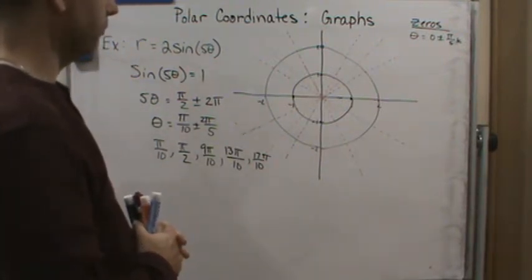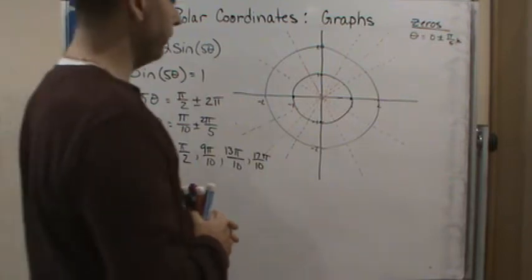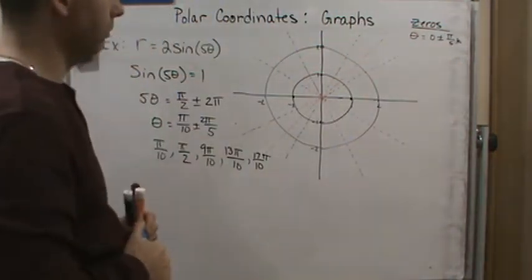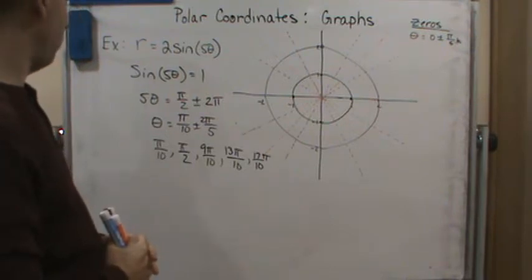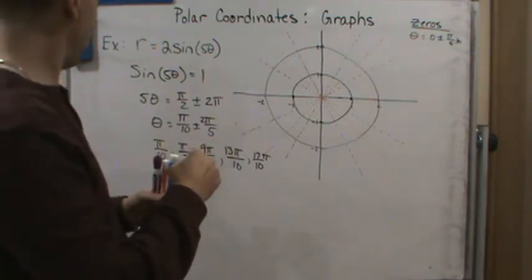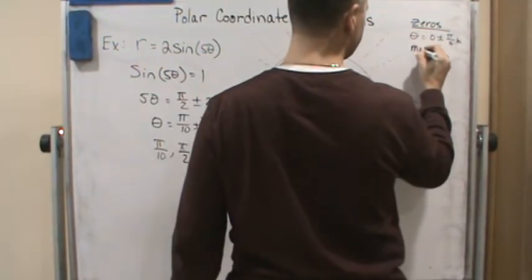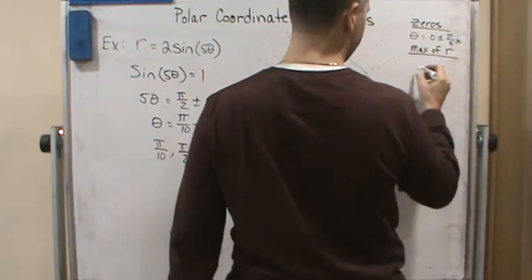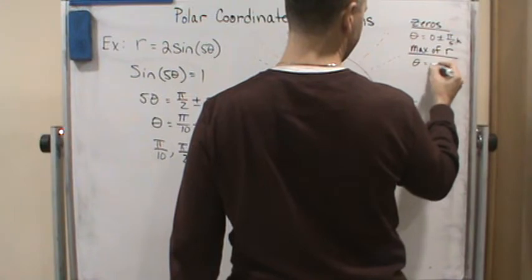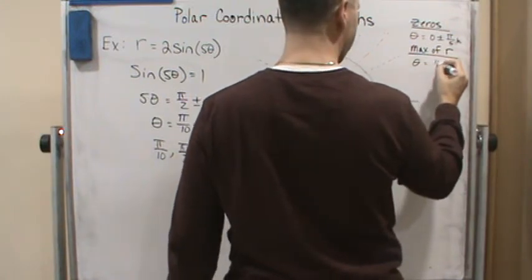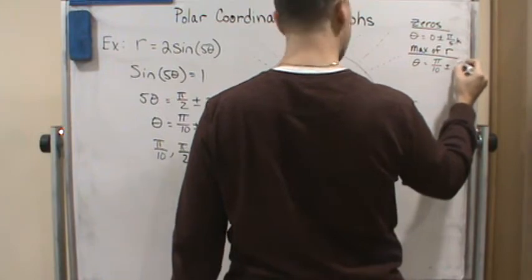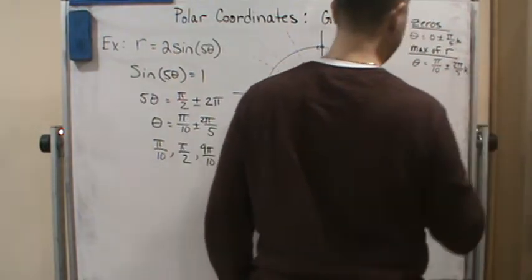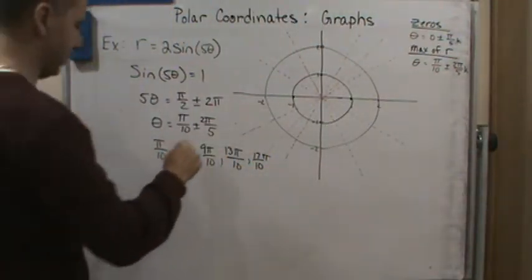And we know we've got zeros at these angles here. Okay. So again, let's put it over here. So I'll put max of R happens when theta is equal to pi over 10 plus or minus 2 pi over 5 times K. Oh, this should be K.